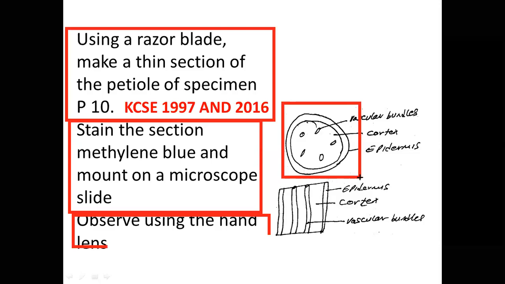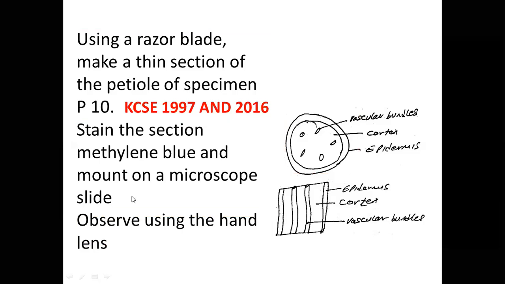So that was KCSE 1997 and 2016. And indeed, what I've enclosed here, this is what was being observed. It was very easy to see this pattern of arrangement of vascular bundles, the cortex, and the epidermis. A monocot now. Of course, the questions that followed was classification to justify which class and the like. So that is an area that also we need to know. Sometimes even a hand lens can give us some results.